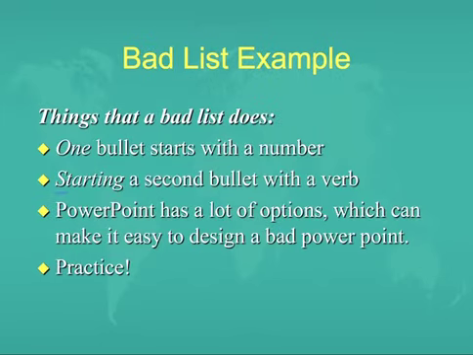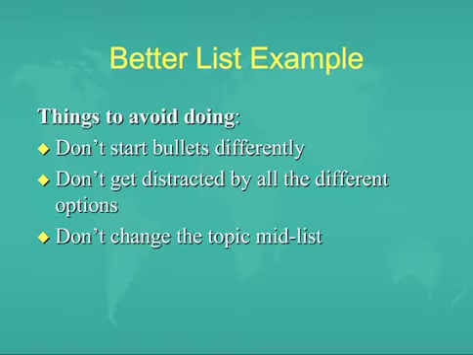Instead, I can change all of these by changing what my list says. I'm going to eliminate this bullet here, and I'm going to change the other ones so that they actually match, okay? Things to avoid doing. Don't start bullets differently. Don't get distracted by all the different options. Don't change the topic mid-list, right? And so all of those bullets start the same. They're all about the same length, right? So I have don't, verb, don't, verb, don't, verb. All three of them are about things I can avoid doing. I never change the topic of the list mid-list.